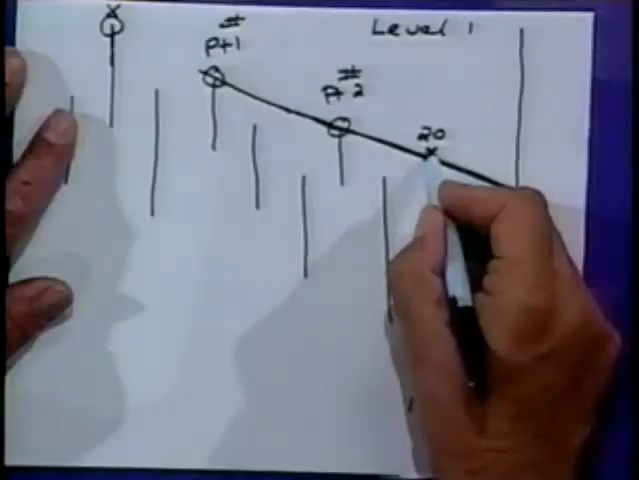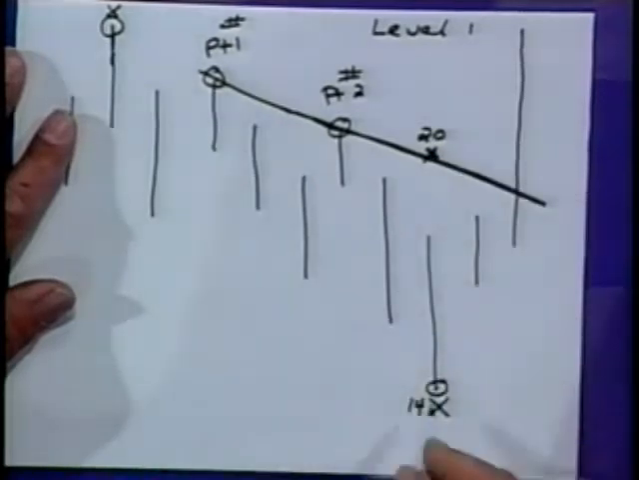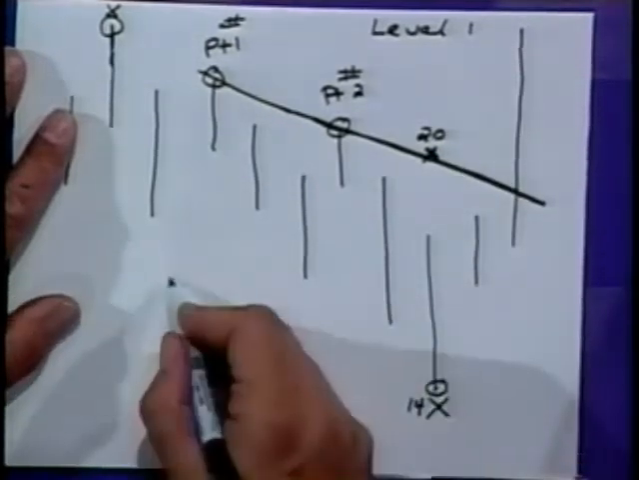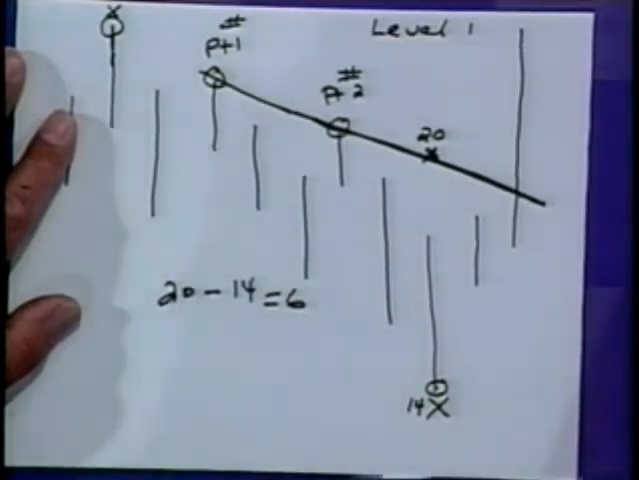Now, getting back to this particular trend line, the value here on this particular day is 20. The deepest low is 14. You would subtract 14 from 20, and you get 6. Now, say at this particular point on the trend line is 19.